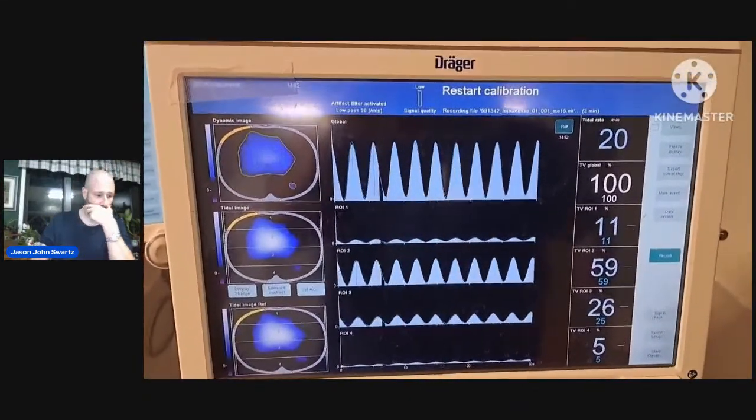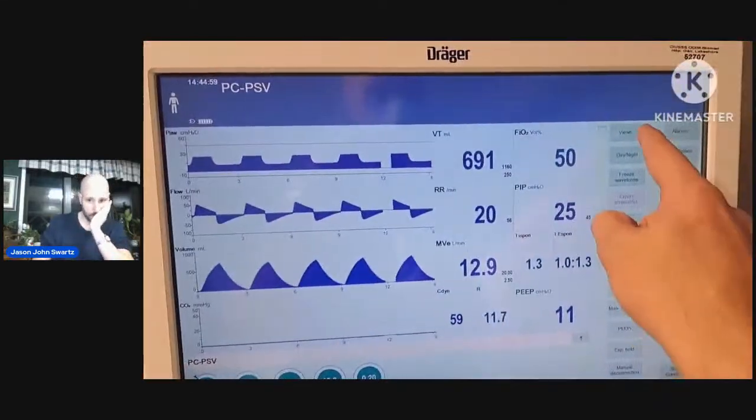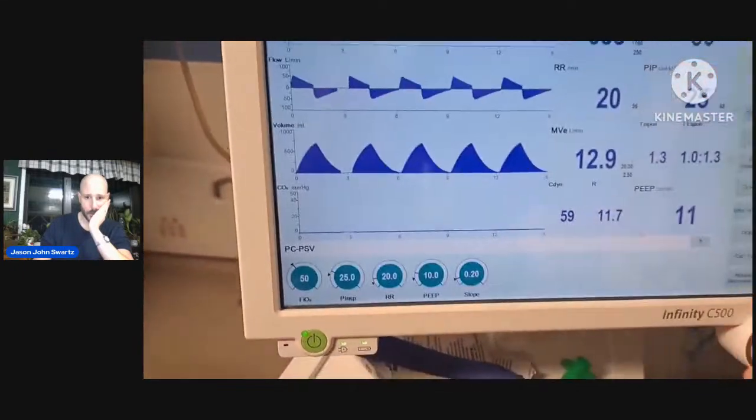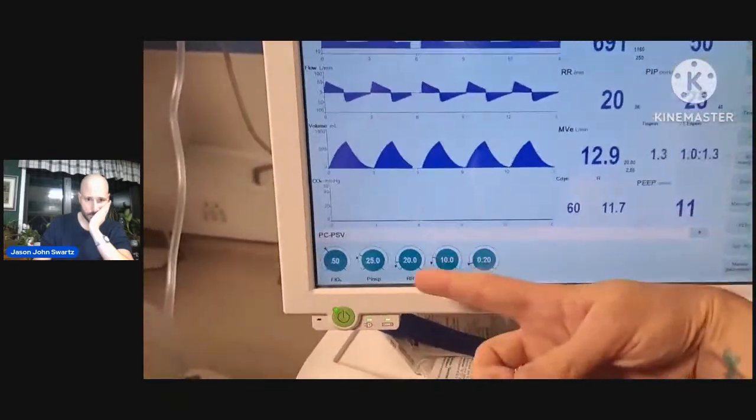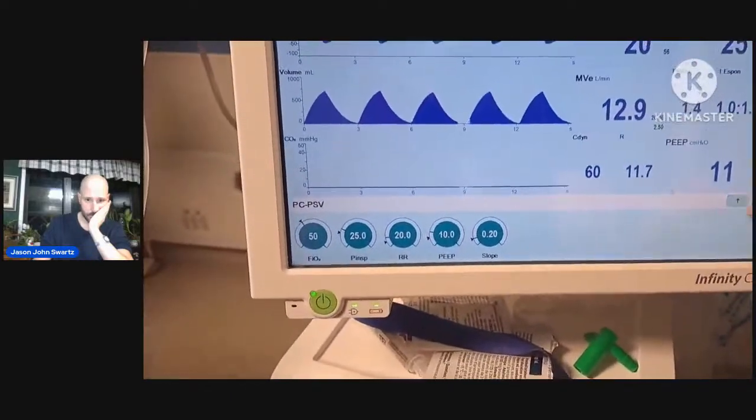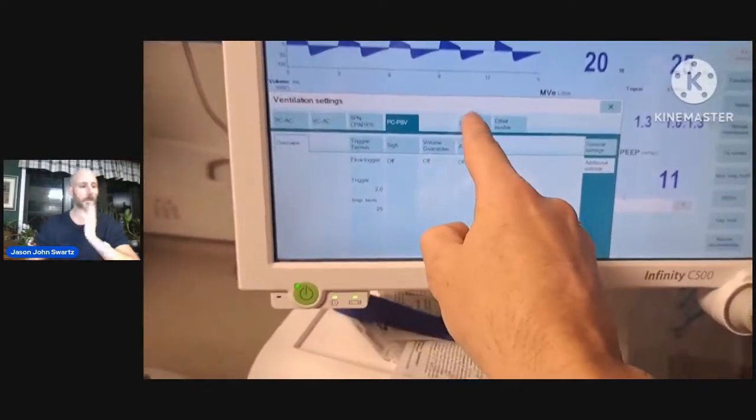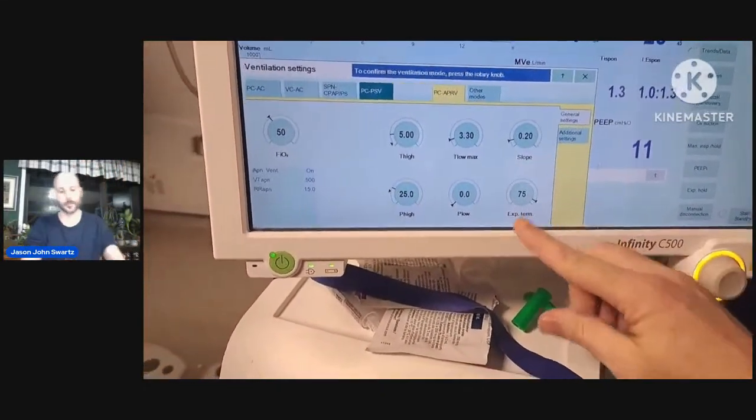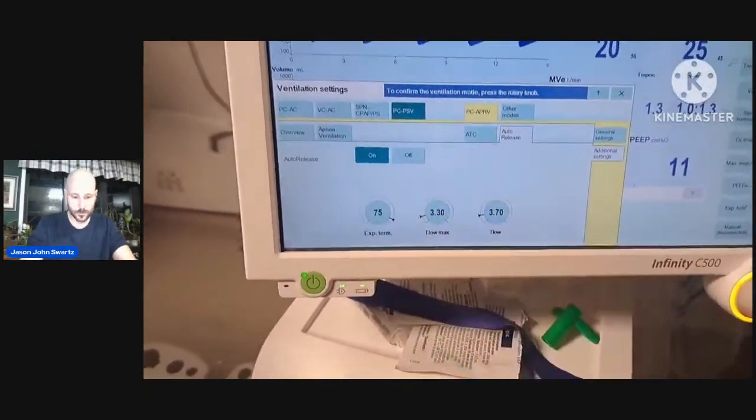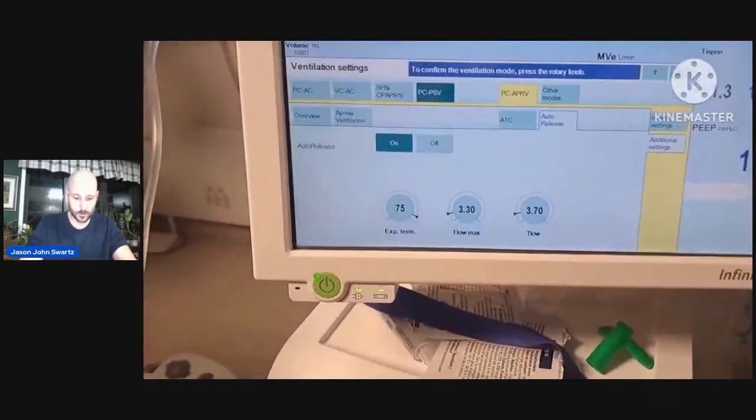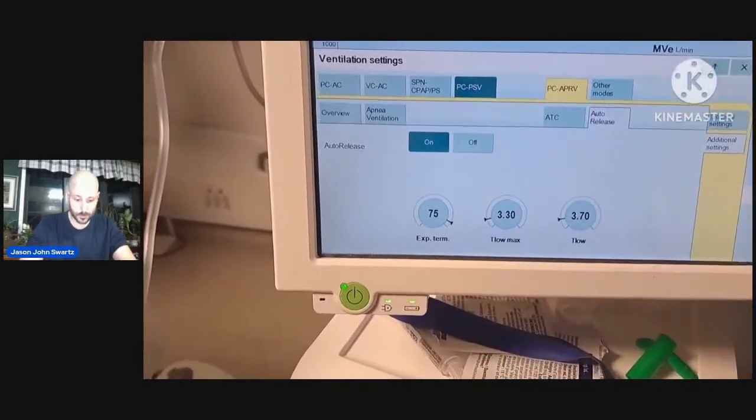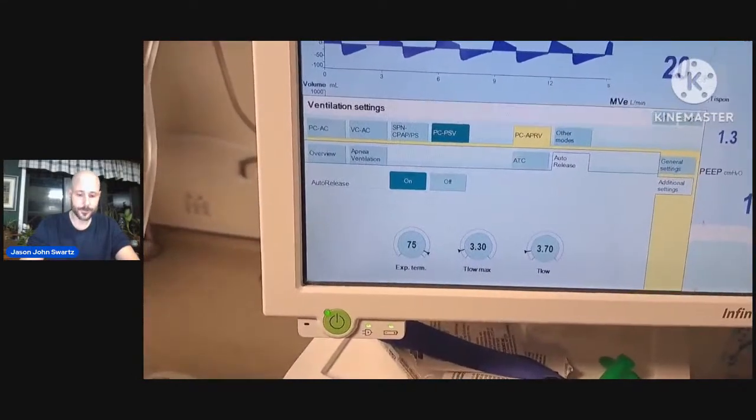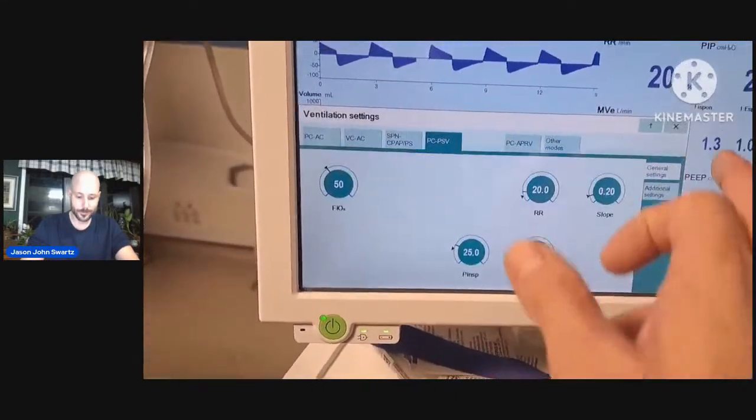So we're going to try APRV. Currently, we have a mean pressure of 16. We're at 25 of P high. So we're going to use that plateau to transition to APRV. For expiratory termination, we use the auto release, which will stop the descent from your P high to P low when the end expiratory termination is 75% of the peak expiratory flow, and it measures it for you.